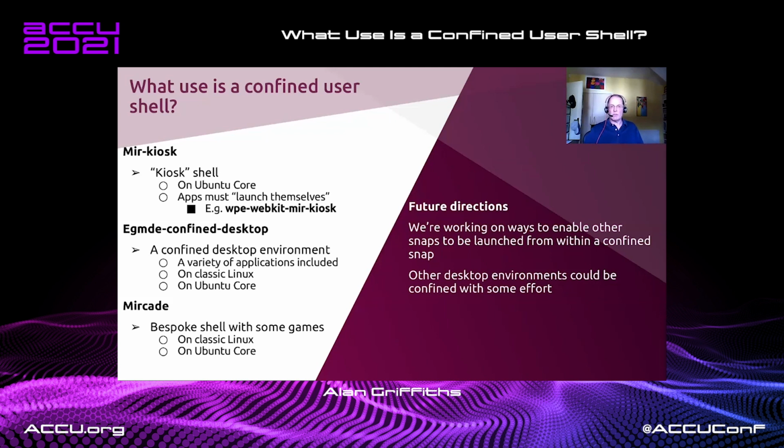So in summary, mir-kiosk is a system for kiosk type operations where you just want one application to run on the system, you want it to run full screen, and you need something to handle input and output. EGMDE confined desktop demonstrates what you could do with a confined desktop environment, but currently needs a variety of applications included in it. It will work on classic systems, it will run on core systems. Mir-kiosk is a similar example, just doing the same sort of thing with some games. I've got a proposal to change snapd to allow snaps to launch other snaps. That's been under review for some time, but hopefully something will happen with that.